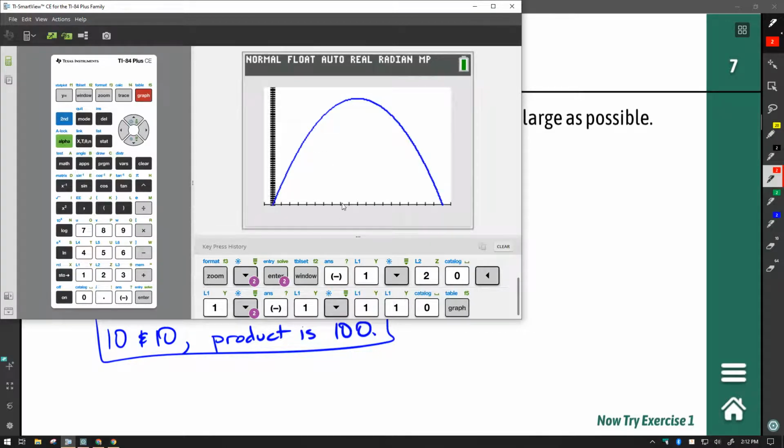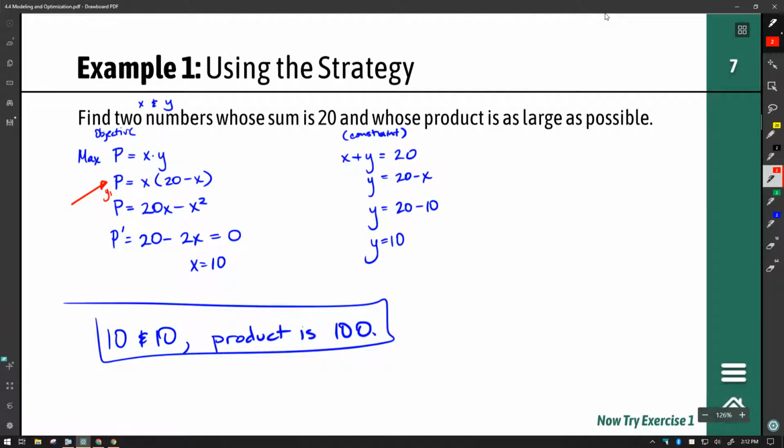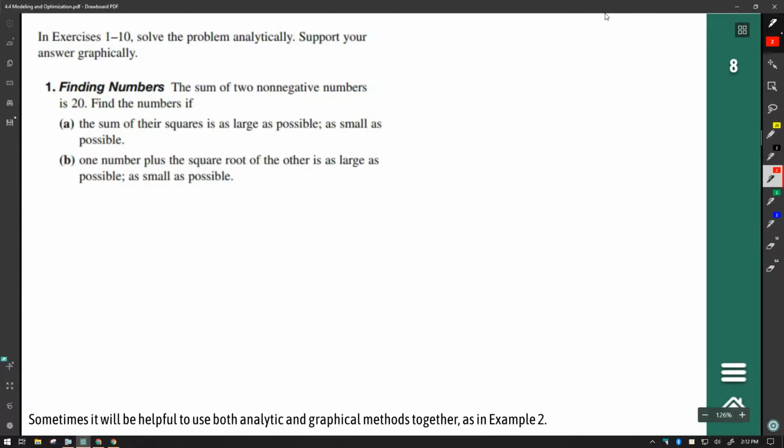There we have it. So all the way at the top of this graph is the maximum value, and to the left and right, those endpoints represent 0 and 20. But we see the max product is found when one number is 10 and the other is 10. So let's go back and do a different question. This one is exercise 1 from your text. We'll save that for class.